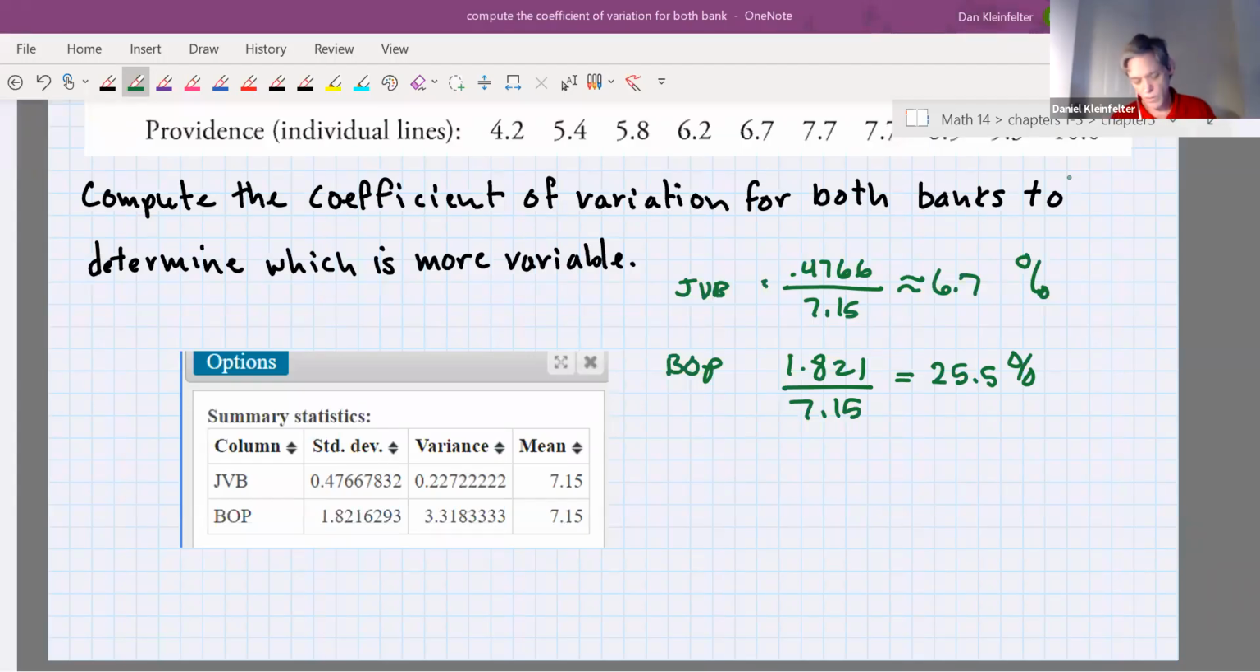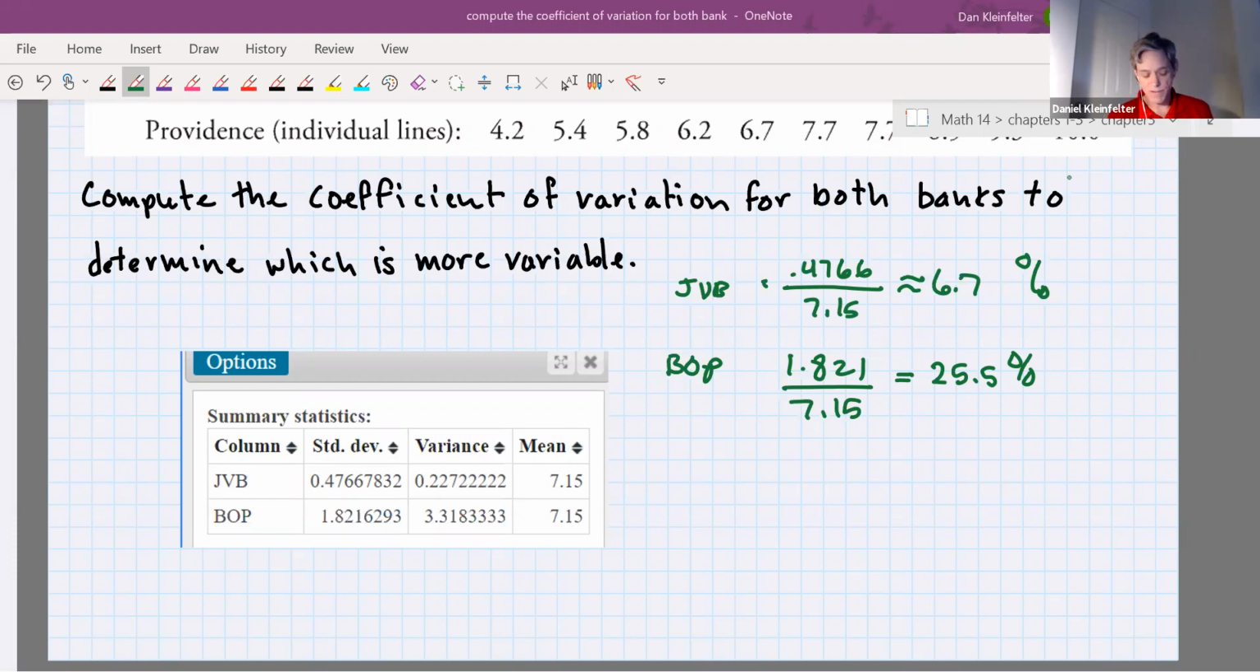All right, so going through the calculations here, we divided the standard deviation by the mean in each case and then multiplied by 100% for both. So it turns out that Jefferson Valley Bank had a coefficient of variation of 6.7% and Bank of Providence 25.5%. Like I said, this example is not all that satisfying because in this case, the two means were exactly the same. So we could just as well have compared the standard deviation.